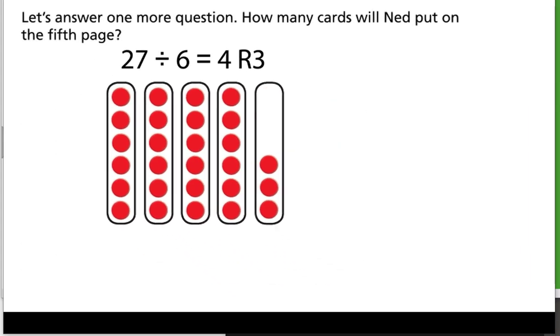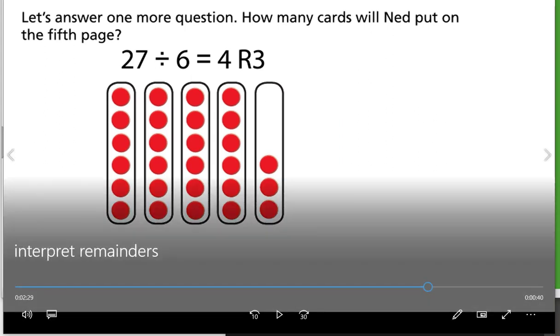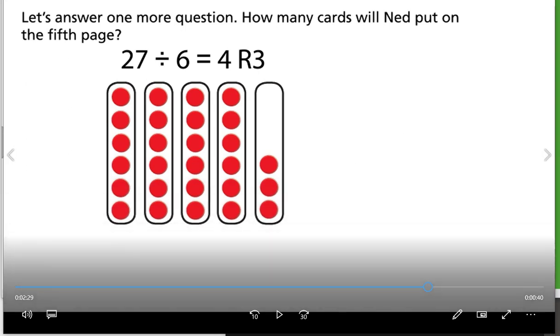Let's answer one more question. How many cards will Ned put on the 5th page? Okay, to answer this question, I want another hero. Ali Al-Ghafli. Yes, teacher. Yes, Ali, how many cards will he put on the 5th page?